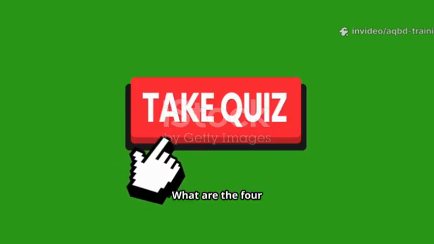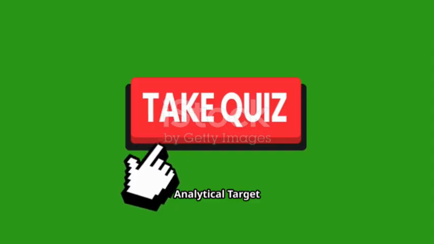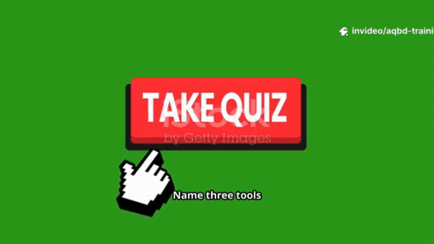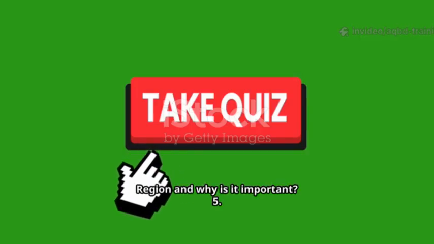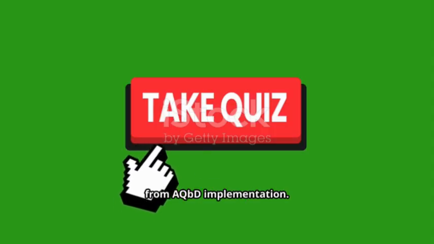1. What are the 4 core principles of AQbD? 2. How does the Analytical Target Profile differ from traditional method specifications? 3. Name 3 tools commonly used in AQbD risk assessment. 4. What is the method Operable Design Region and why is it important? 5. List 3 quantified benefits organizations report from AQbD implementation.